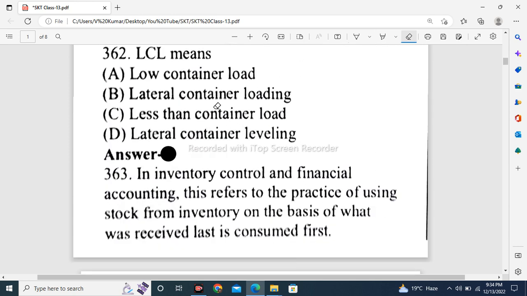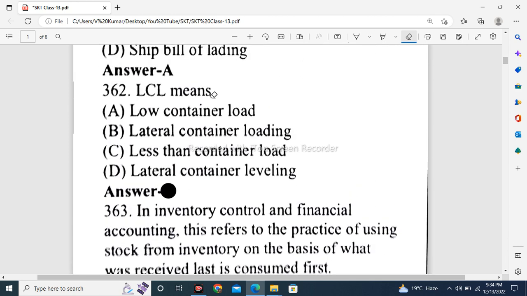नेक्स्ट है, LCL means LCL क्या है? A. Lock container load, B. Lateral container loading, C. Less than container load, D. Lateral container leveling. आंसर है C. Less than container load. LCL means less than container load.